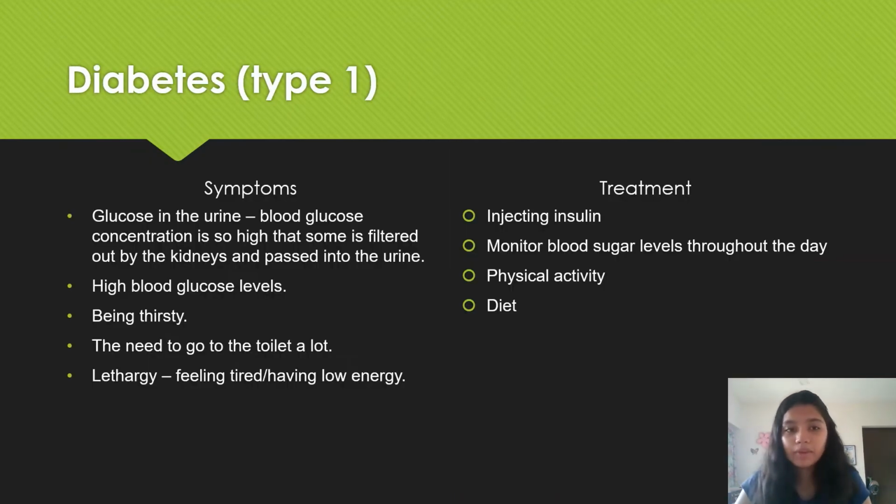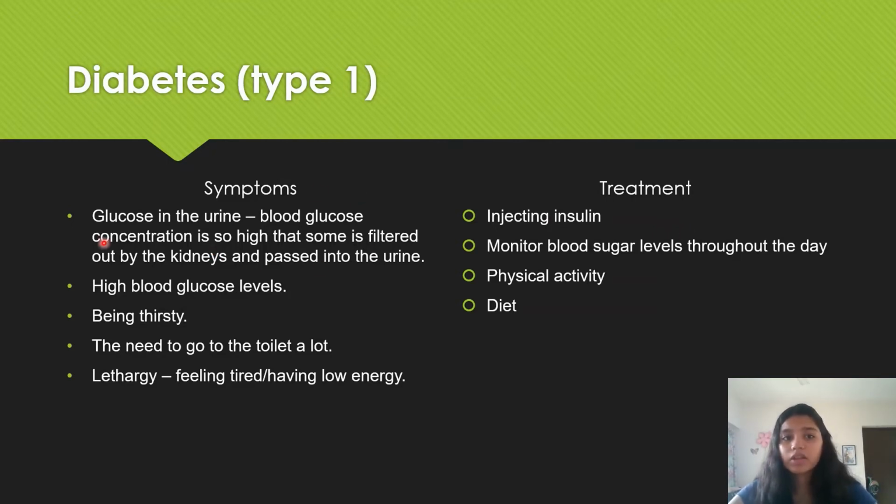Okay, so diabetes type 1 is caused by the pancreas not producing enough insulin. So this causes the blood glucose level to be extremely high. Why? Because insulin is a hormone that helps the conversion of glucose to glycogen, which lowers blood glucose levels. Okay, so the two things your syllabus requires you to know are the symptoms and treatment.